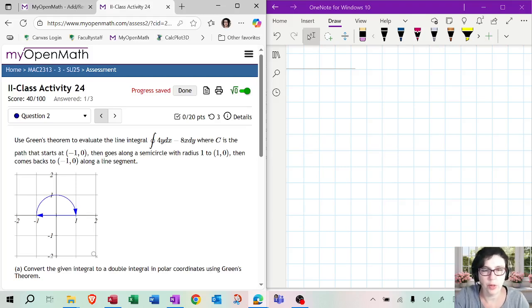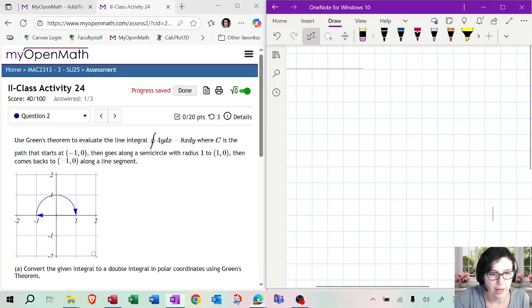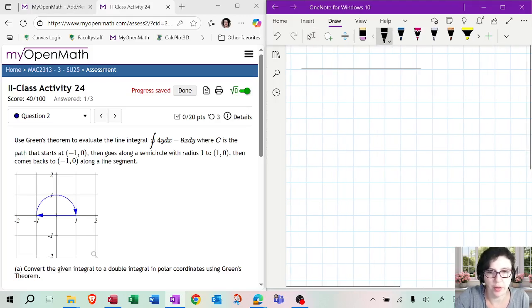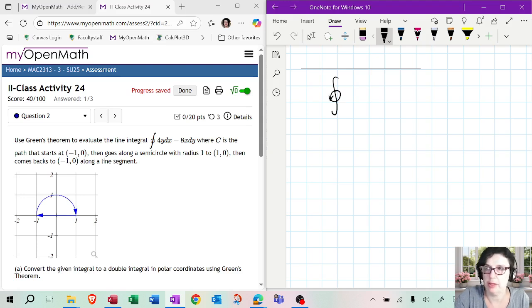In this video, we are going to also use Green's theorem, but this time integration is over half of a circle, so we will get to review polar coordinates. Isn't that fun? Let's go. Okay, so we've got 4y dx minus 8x dy.